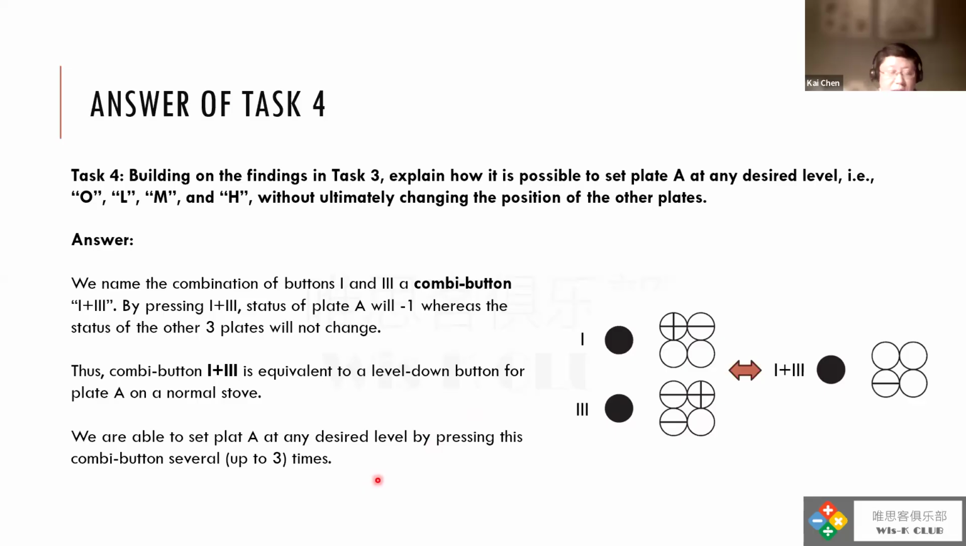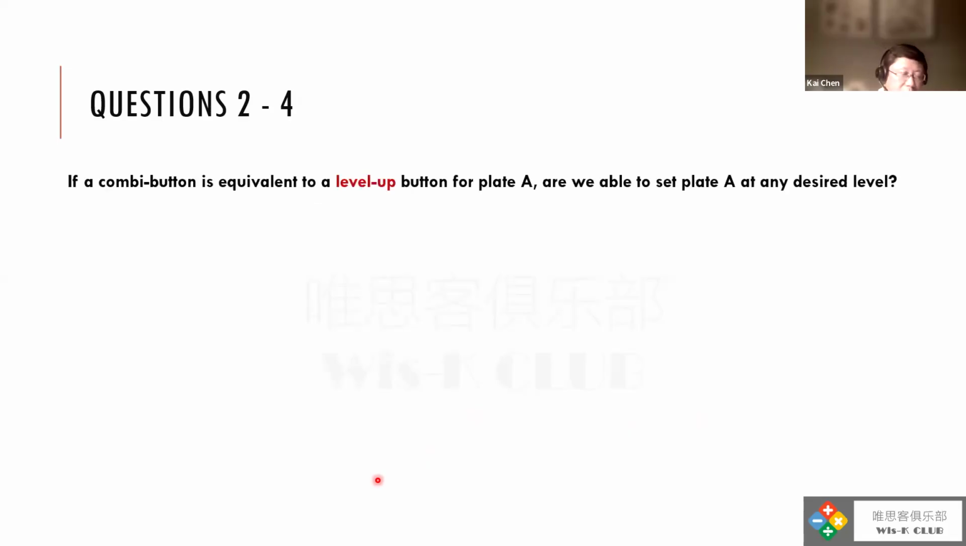So it's quite clear. Now, just before we go to task number 5, we still have a few questions here. Okay, questions 2 to 4. We say the combi button is a virtual button. So 1 and 3, as I said, if you press them at the same time, it's a combi button. And if a combi button is equivalent to level up, not level down, because now we say 1 and 3 is level down, so if a combi button is equivalent to level up for plate A, are we able to set plate A at any desired level?